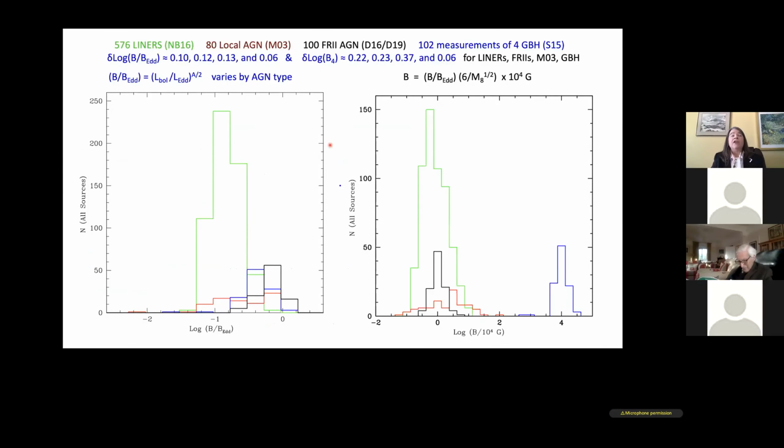All right, so now here are the 4 samples. So in all of the figures, the 576 liners will be shown in green. The 80 Merloni et al. sources will be shown in red. The 100, I added 3 more from 2016, so we went from 97 to 100 FR2s will be shown in black. And 102 measurements of 4 galactic black hole systems are shown in blue. So this is what is obtained.